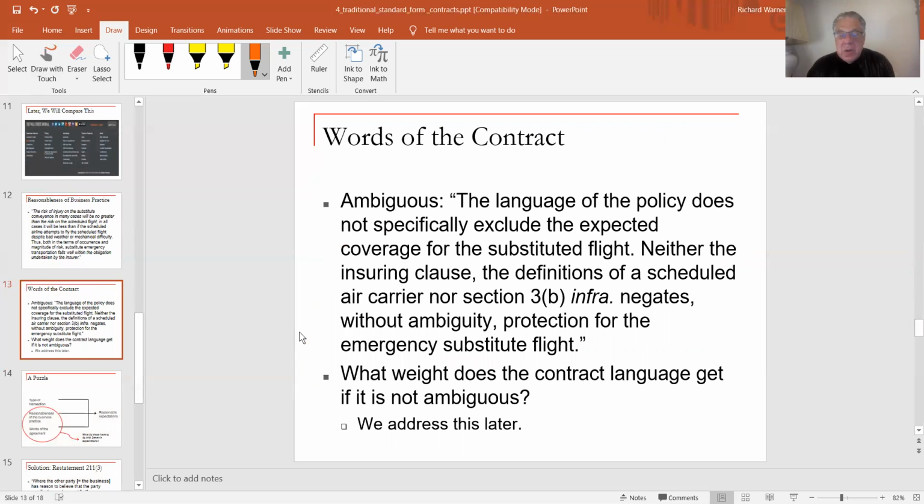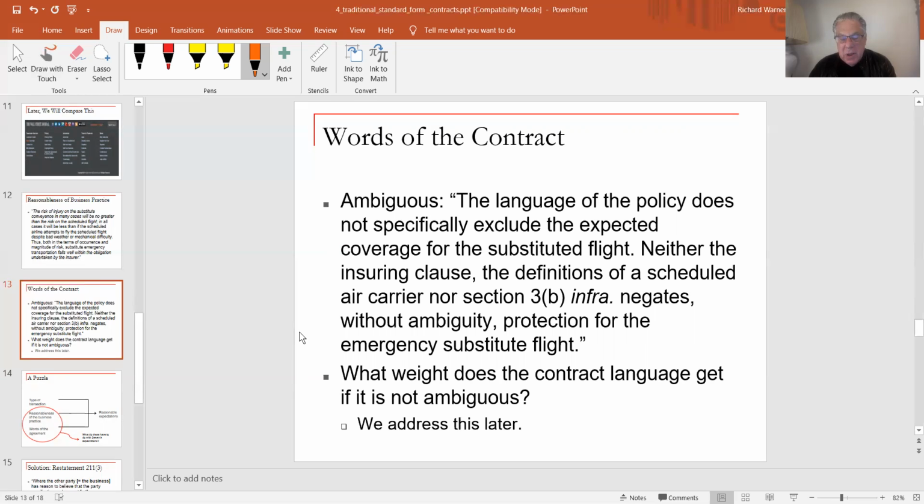So the court looks at the words of the contract and it says we find them ambiguous. The language of the policy, the stuff we just read a little while ago, does not specifically exclude the expected coverage for the substituted flight. Neither the insuring clause, the first thing we read, or the definitions of scheduled air carrier, the other thing we read in section 3B, which I mercifully had us not read, negates without ambiguity protection for the emergency substitute flight.